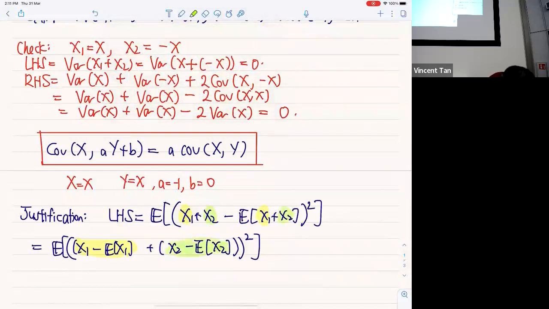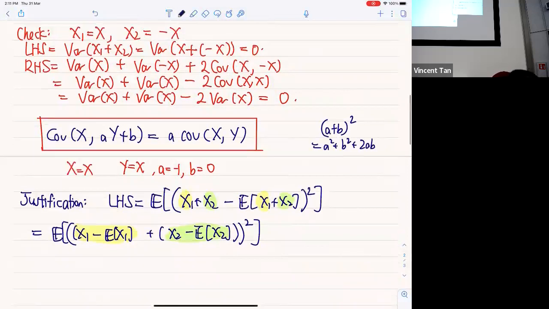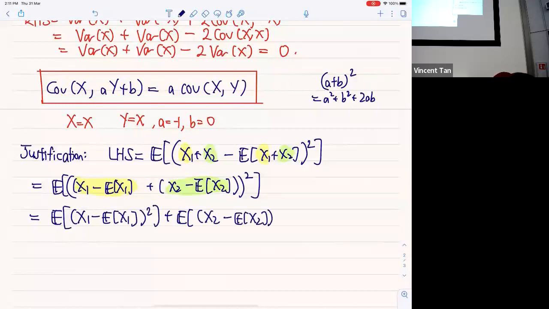Okay, so now we recall a very simple formula, which is say a plus b quantity squared is a squared plus b squared plus 2ab. I think we know this. So this becomes expected value of x1 minus expected value of x1 quantity squared plus expected value of x2 minus expected value of x2 quantity squared.